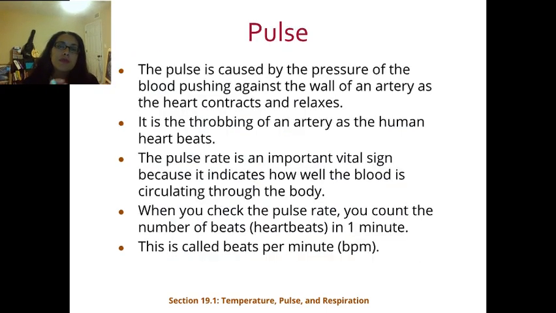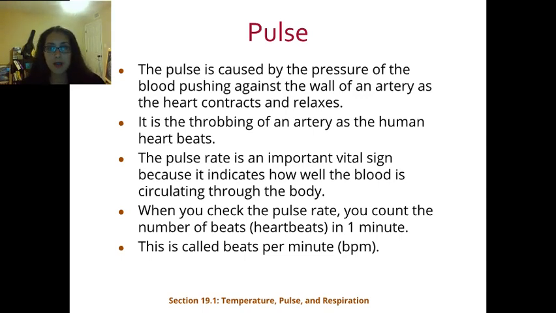So the pulse is caused by the pressure of the blood pushing against the wall of an artery as the heart contracts and relaxes. So as your heart is pumping, it's creating your pulse. It is the throbbing of an artery as the human heart beats. The pulse rate is an important vital sign because it indicates how well the blood is circulating through the body. When you check the pulse rate, you count the number of heartbeats in 1 minute. This is called beats per minute.